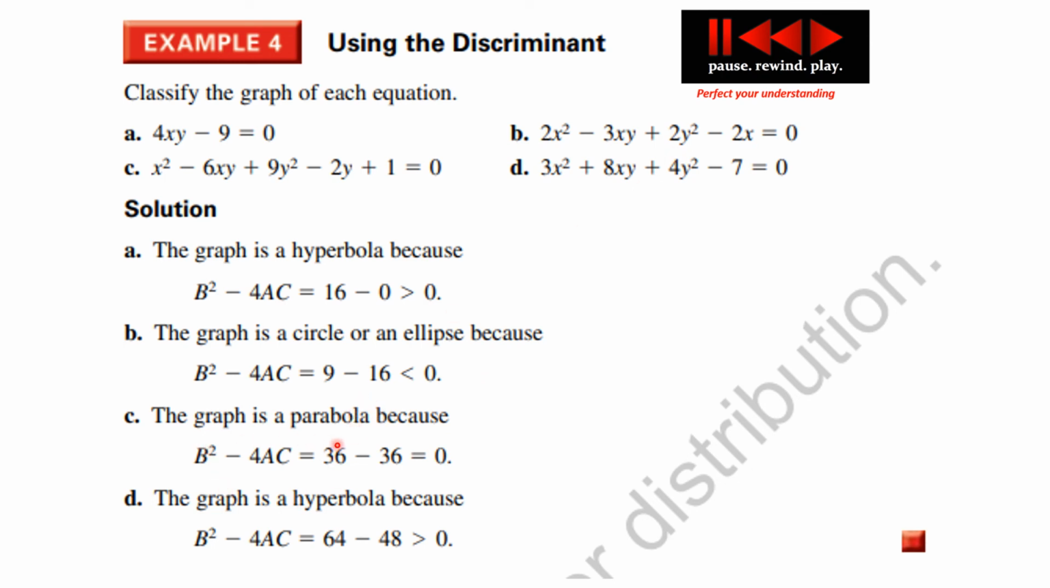And this graph is a parabola. That was C, because b squared minus 4ac here is 0. That makes that a parabola. And the last one, which was up here, is a hyperbola, because if you compute b squared minus 4ac, you get 16, which is greater than 0. Kind of cool, huh? And this is a very easy question for me to ask on an exam.